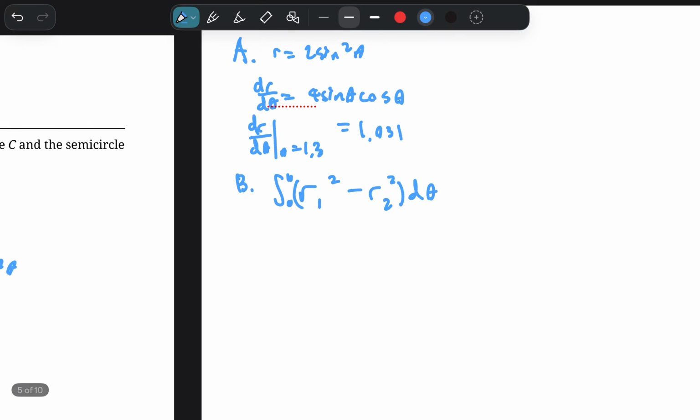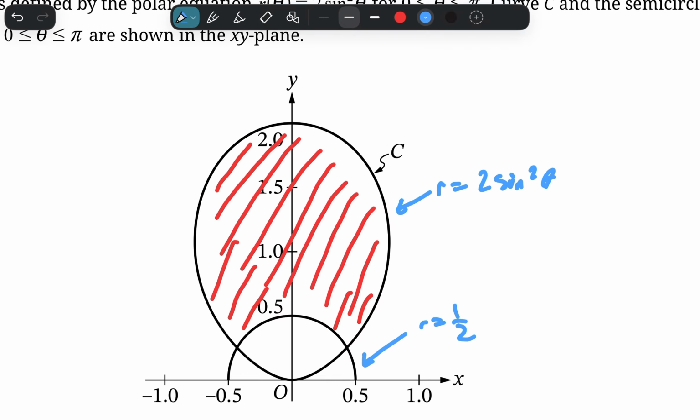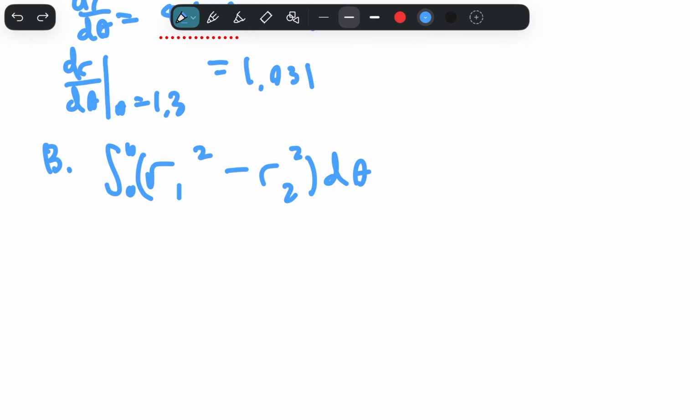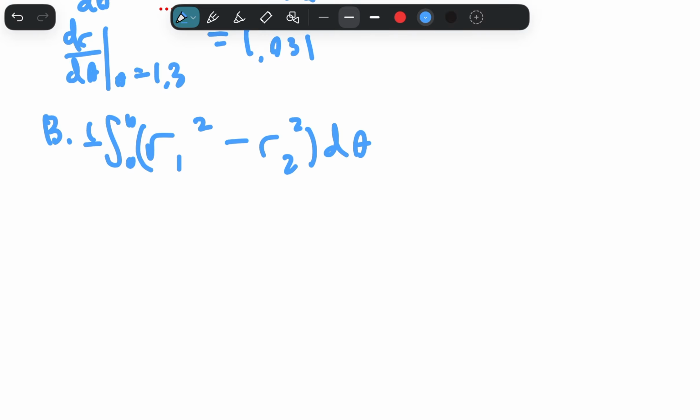So if we use the same formula, we can see that r equals 2 sine theta squared is going to be the outer region. So we're going to take this entire region right here, and we're going to square it, and then we're going to subtract the area of this inner polar equation right here. So how do we do that? Well, we have 1/2. Remember, we must have 1/2 always.